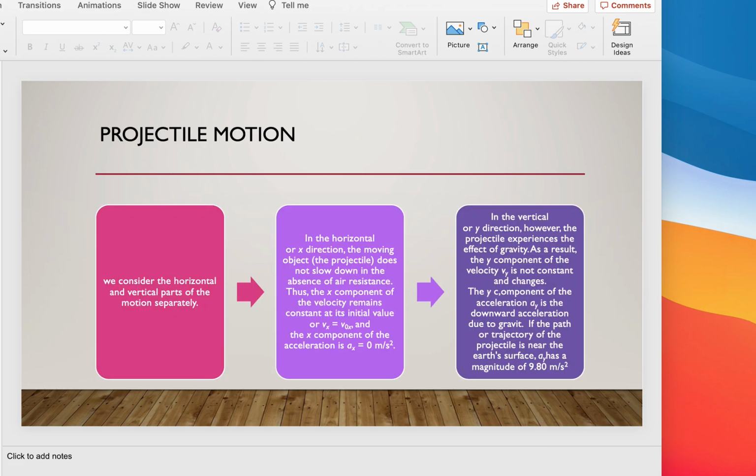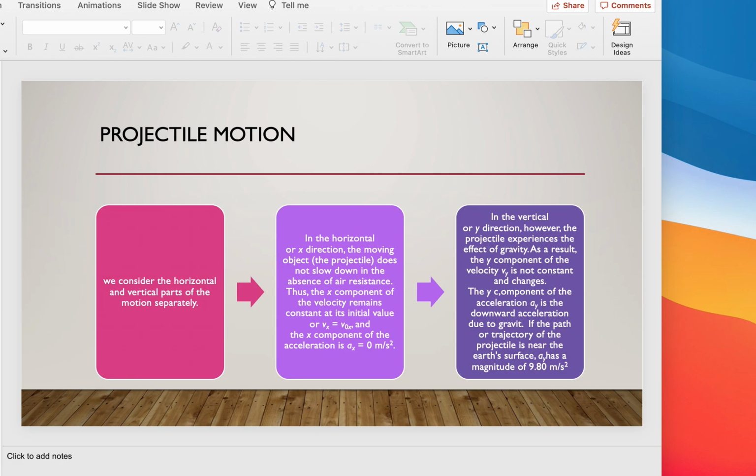For projectile motion, we consider the horizontal and vertical parts of the motion separately. In the horizontal, or x direction, the moving object does not slow down in the absence of air resistance, so the x component of the velocity remains the same. Vx always equals v naught x, and there's no acceleration in the x direction.